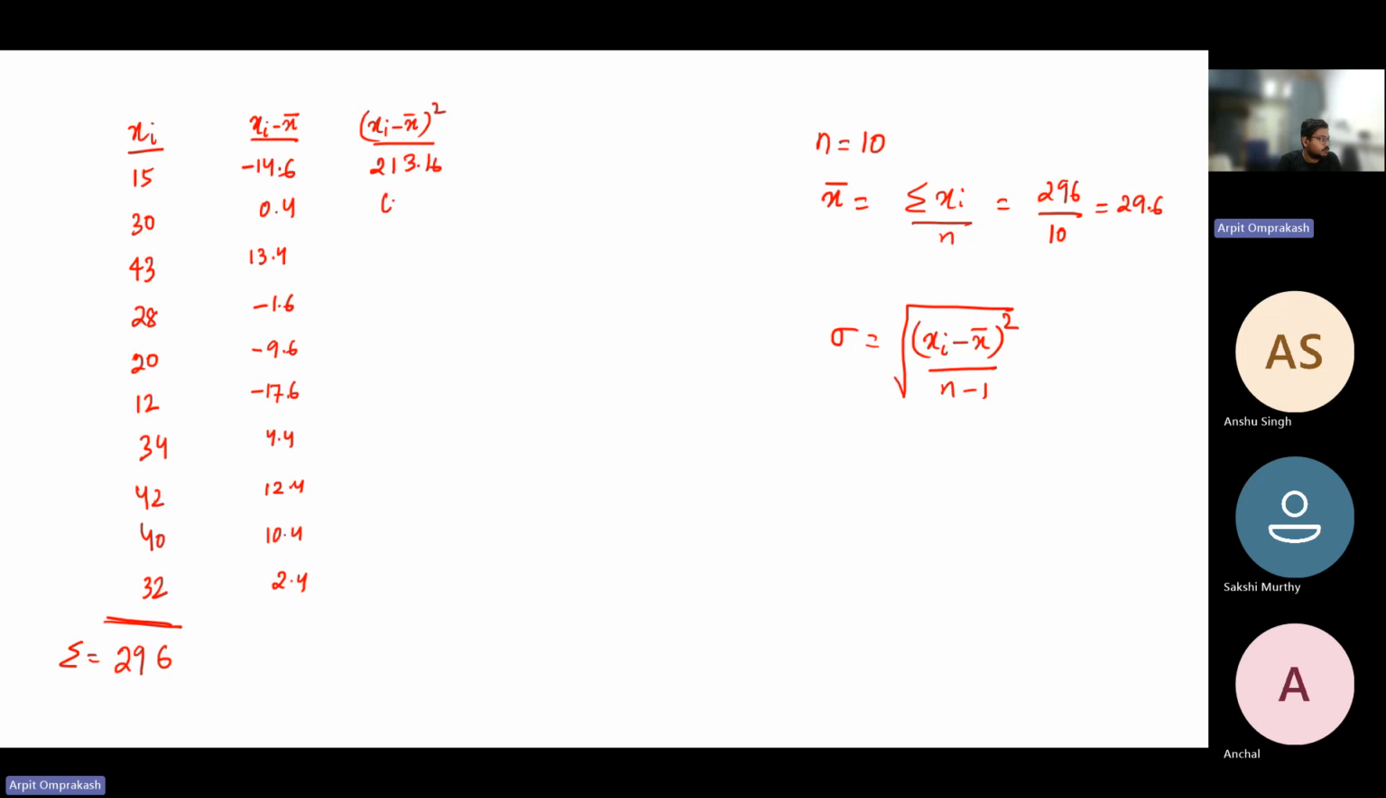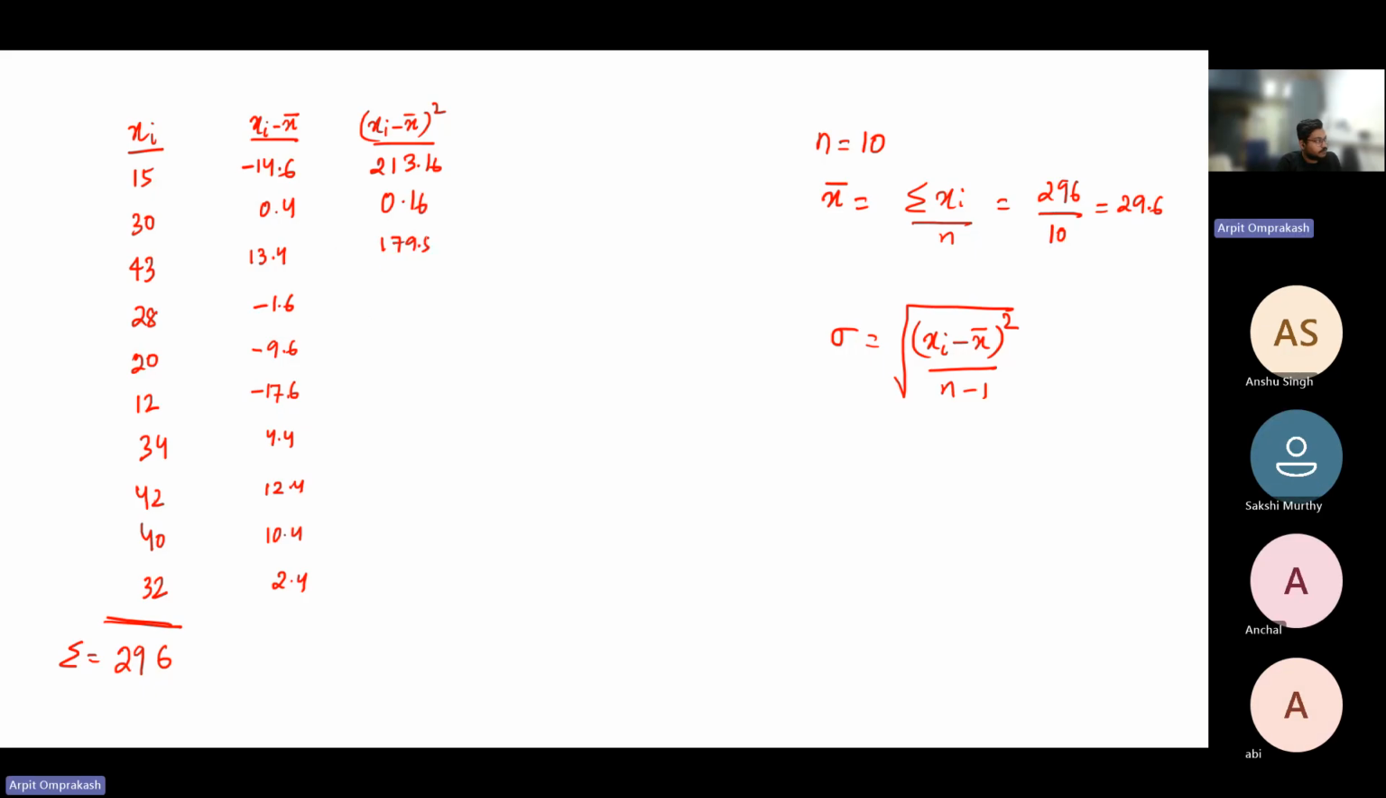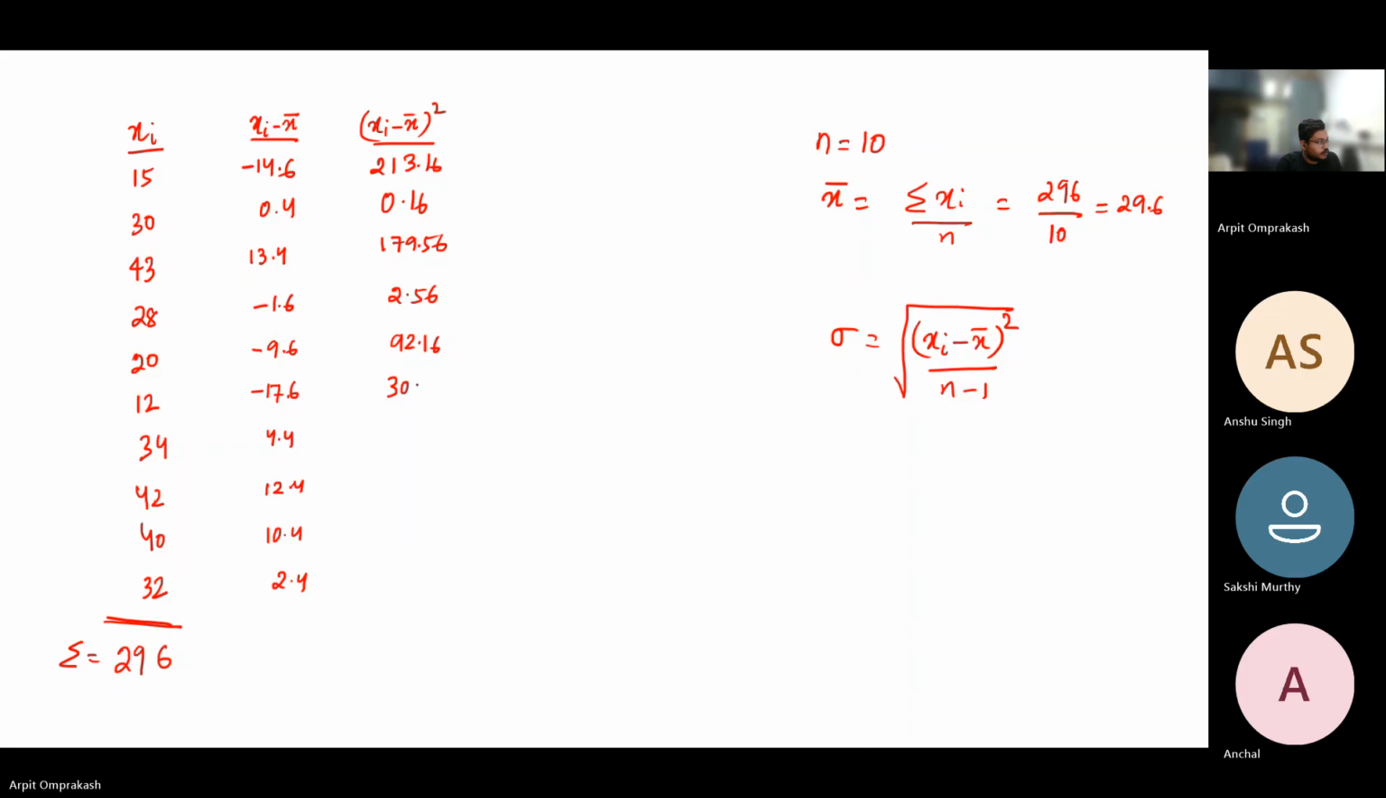0.16 plus 0.16. And then we have to sum this up.